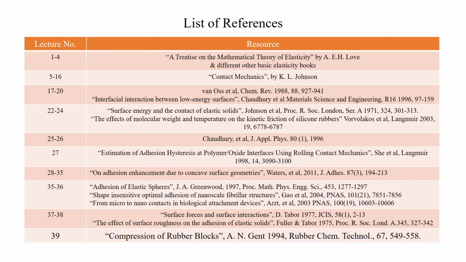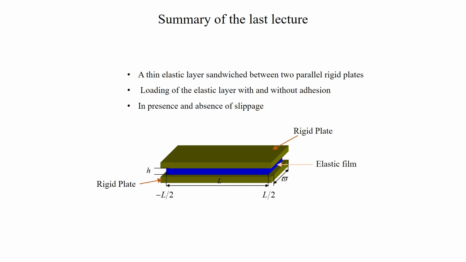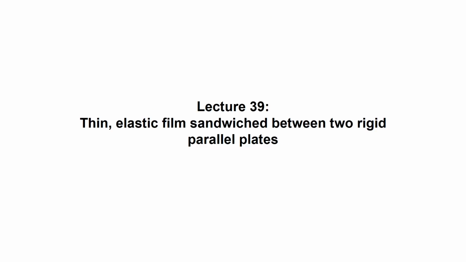We are at lecture 39 today, and we are going to discuss the adhesion of an adhesive sandwiched between two plates. Here is the geometry that we introduced in the last lecture. We have this adhesive film sandwiched between two rigid plates, and we will discuss the cases with slippage and in the absence of slippage, and with adhesion and without adhesion. So, let us go into detail.